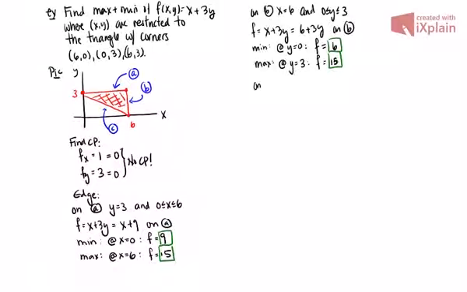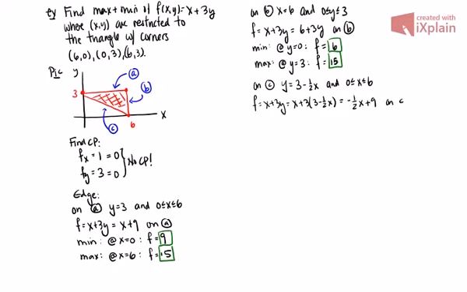And then we look at C. C is a bit trickier, because on C, neither x nor y is a constant. But on C, we know that's a line that has intercept at 3 and slope negative 1/2. So on C, y is 3 minus 1/2 x, and x is between 0 and 6. So what's f? f is x plus 3y. But y is 3 minus 1/2 x. So this is x minus 3/2 x. This is minus 1/2 x plus 9.